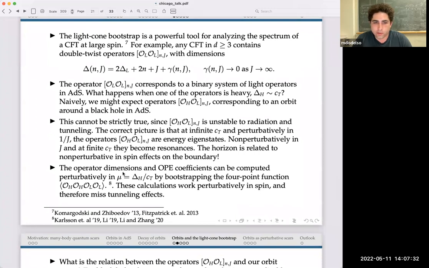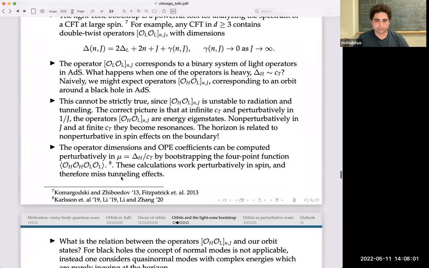So now the heavy light Bootstrap program has the goal of computing the operator dimensions and OPE coefficients of these double twist operators OH, OL. And they work perturbatively in spin and also perturbatively in black hole mass. And they therefore miss effects due to tunneling.